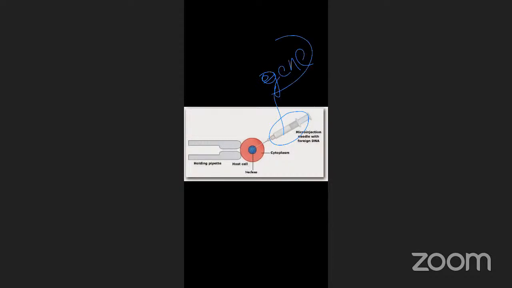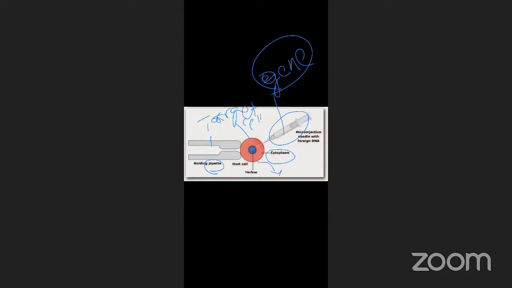Now, you want to inject it into another target cell. This is the target cell. Hold the target cell with the help of a pipette. This is called a pipette. And remember, in this technique, the target cell is positioned under the microscope, and DNA is then directly injected into the cytoplasm. This is the cytoplasm, the red color portion.